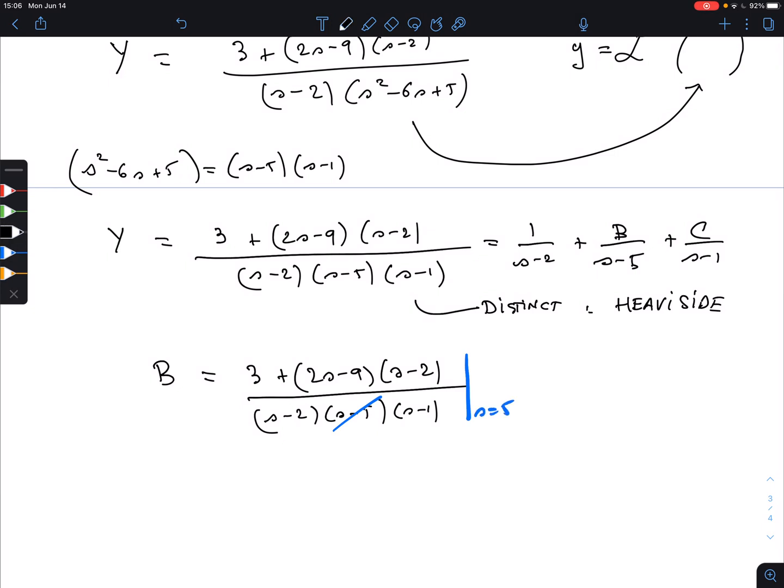Okay, now in the top you have to plug in, but see, expanding is not going to help you. In fact, you see the calculation comes a little bit simpler here, because 2 times 5 minus 9, that is 1, times 3, and in the bottom I get 3 times 4. So I get 6 divided by 12, so I get a half. Okay, so B is a half.